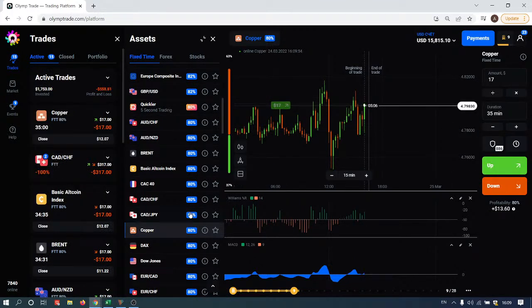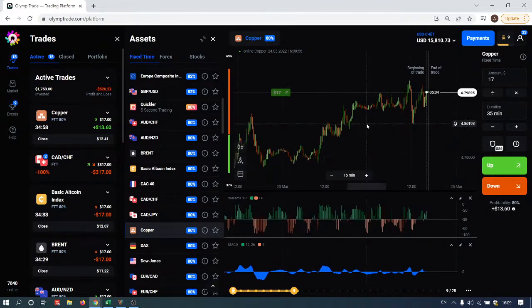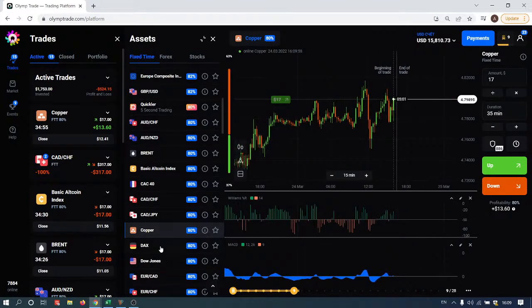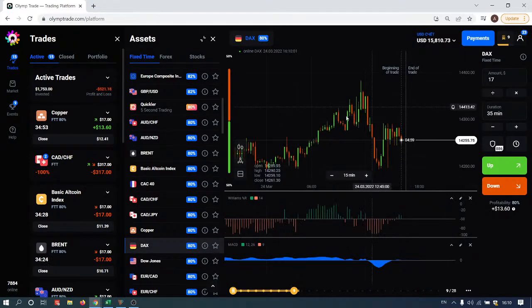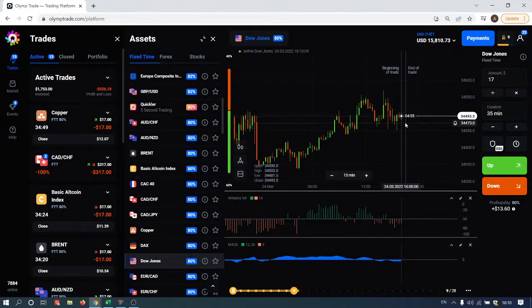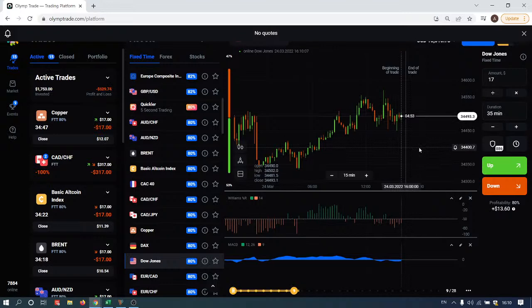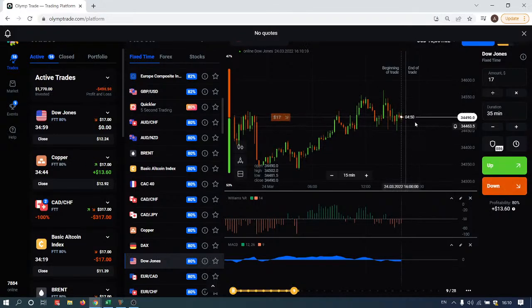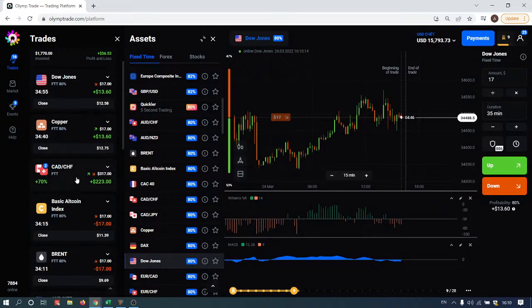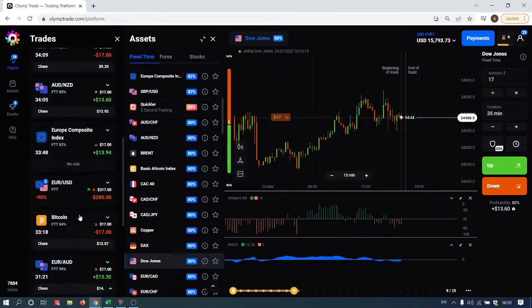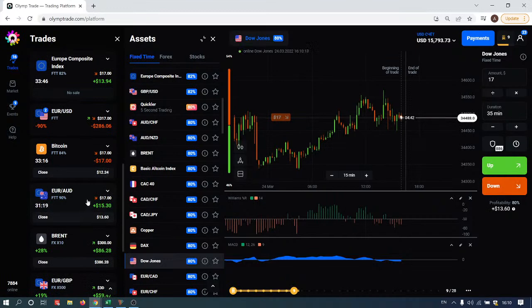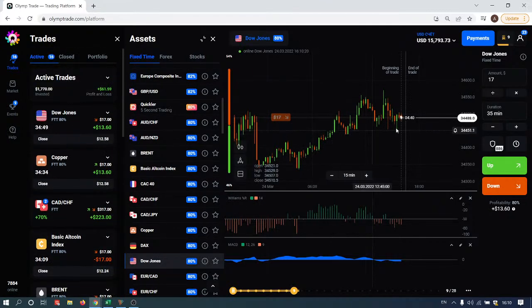Copper, yes, all the commodities have recently gone up because of the global instability on the markets and disruption in the supply chains. And Dow Jones, no quotes. Okay, let's try again. Okay, so now we open this trade. So we have 1, 2, 3, 4, 5, 6, 7, 8, 9, 10. So 10 trades in kind of like, let's call them midterm trades.